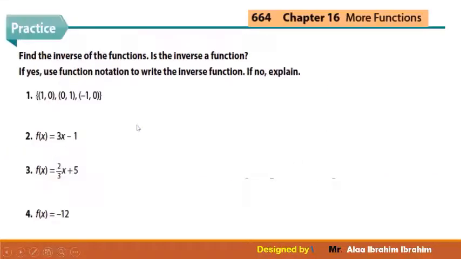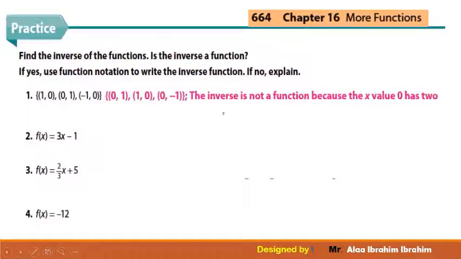Let's practice with this. Find the inverse for each function, and check if it is a function. So this is (1, 0), (0, 1), (-1, 0). Now we switch. So this is my inverse. The inverse is not a function because you find here (0, 1) and (0, ...), so the 0 is repeated in the inverse. So this is not a function. So according to your values, your result, you discover whether this is a function or not.